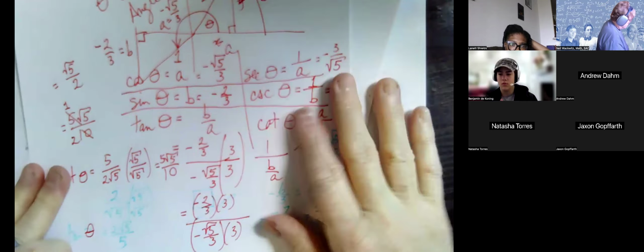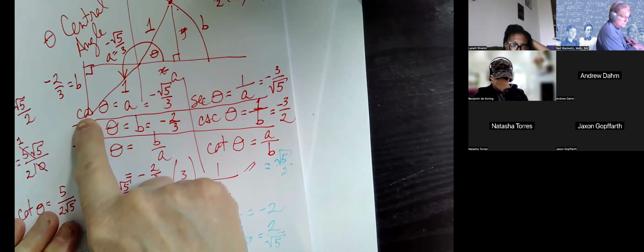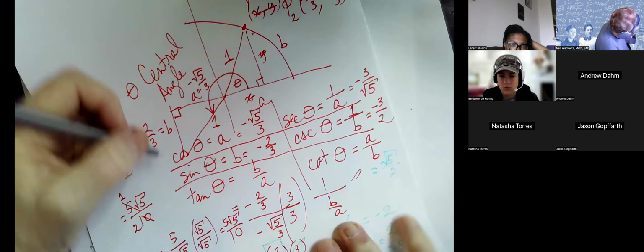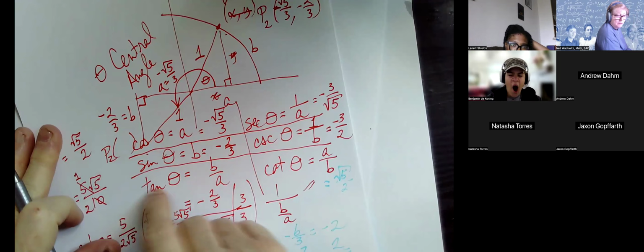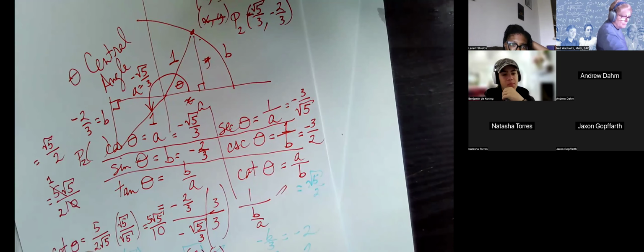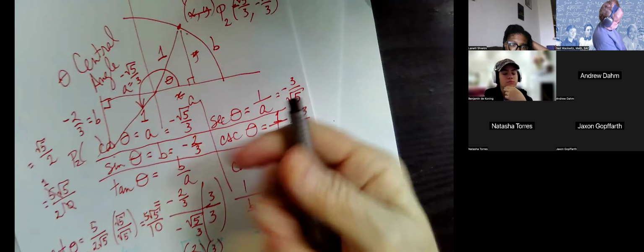Okay, so we've got the 6 values. We decided that P2 is in the third quadrant. Why is it in the third quadrant?